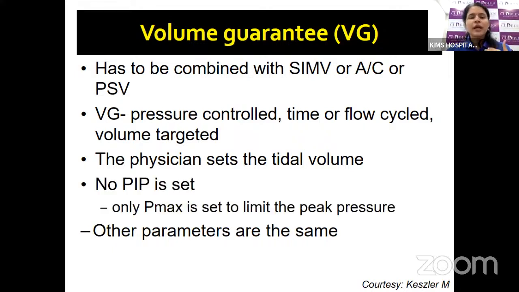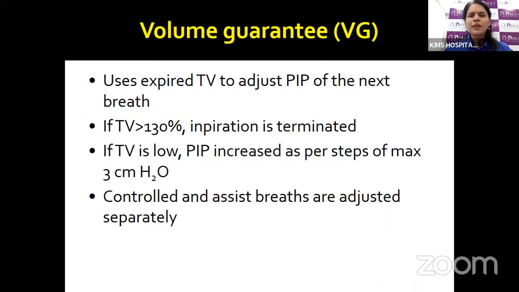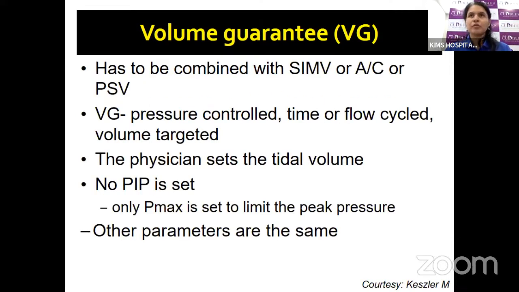You also can set a Pmax to limit the peak inflation pressure. So although we don't decide the PIP of every breath, we allow that to be decided by the compliance of the baby as assessed from the exhaled tidal volume of the previous breath. But we can still decide the Pmax or the maximum PIP that we can permit. All other parameters are going to be the same. So if you're using SIMV with VG, you will still have to set the PEEP, the I time, the respiratory rate, the FiO2, and if you are working on a ventilator like Draeger, you will also be setting the flow.